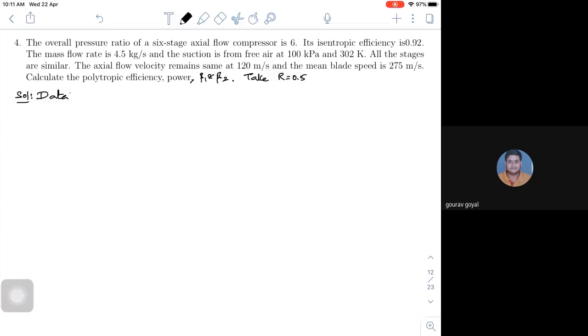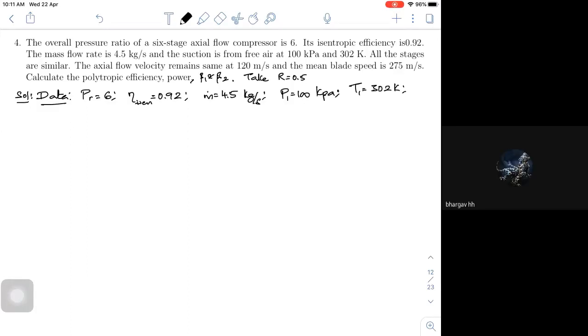Data: the pressure ratio is 6, and the isentropic efficiency is 92%, which is 0.92, and the mass flow rate is 4.5 kg per second, and the pressure P1 is 100, and the axial flow velocity remains constant, that is Vf1 and Vf2 are the same, which is 120 meters per second, and the mean blade speed is 275 meters per second. This is what is given.